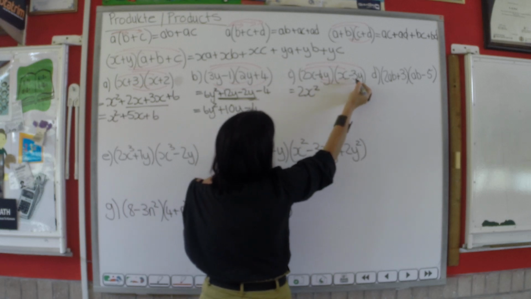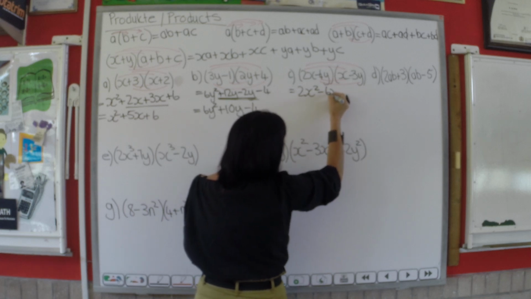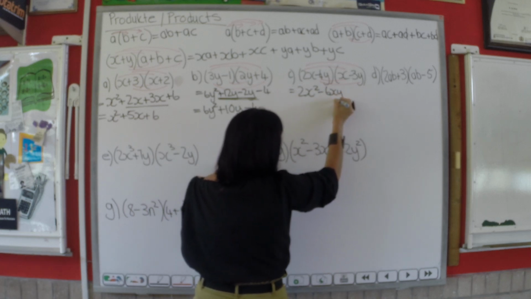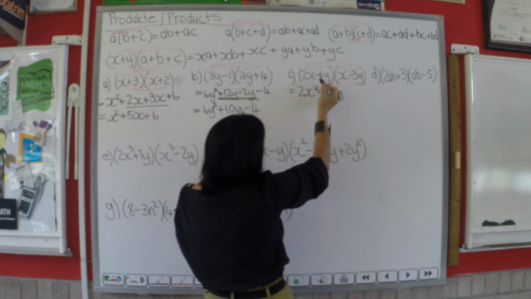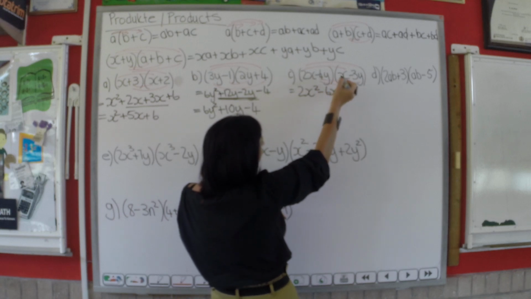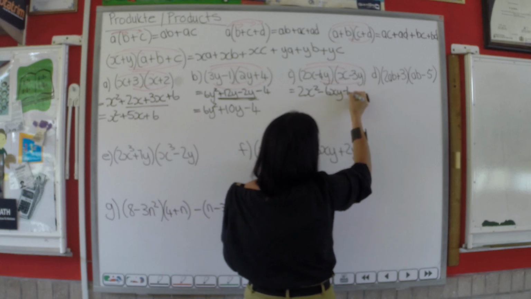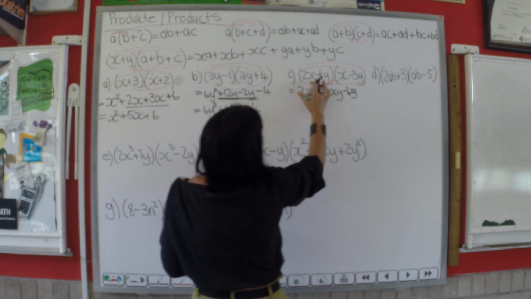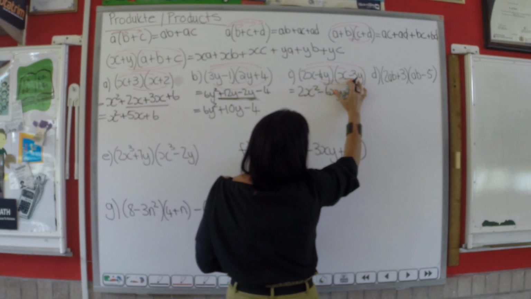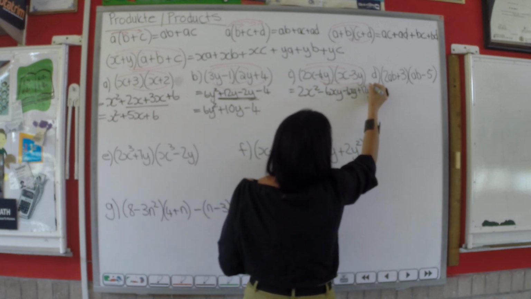2x times minus 3y gives me minus 6xy. Very important. Minus 6xy. Let's go there now. Minus 4y plus times plus x gives me minus 4yx, but I can write it xy because it's according to the alphabet. Minus 4y maal met minus 3y is plus 12y kwadraat.